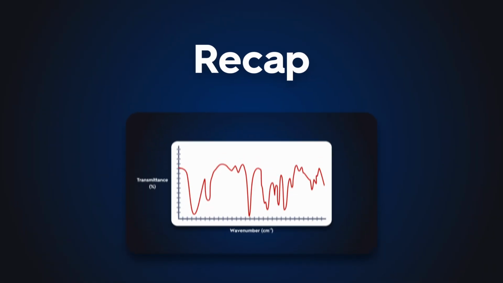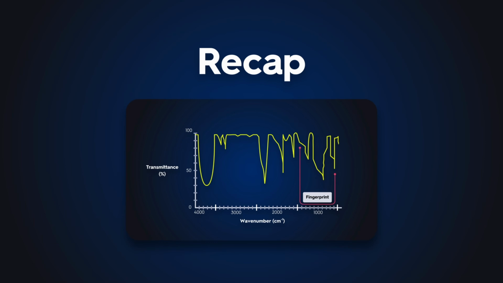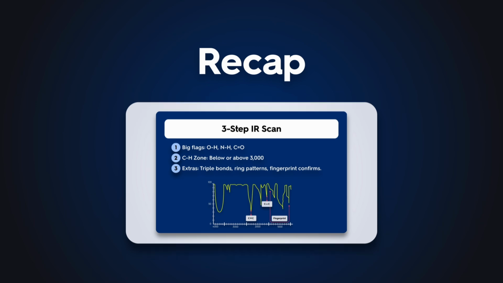To recap, you saw how the axes work. You memorized a few signature regions, and you used a 3-step scan to identify alcohols, alkynes, and carbonyls. With practice, these peaks will jump out at you.